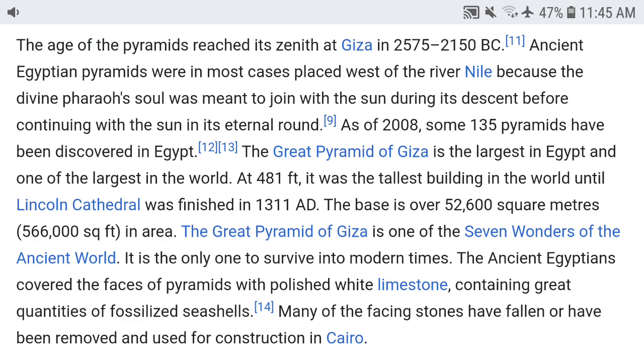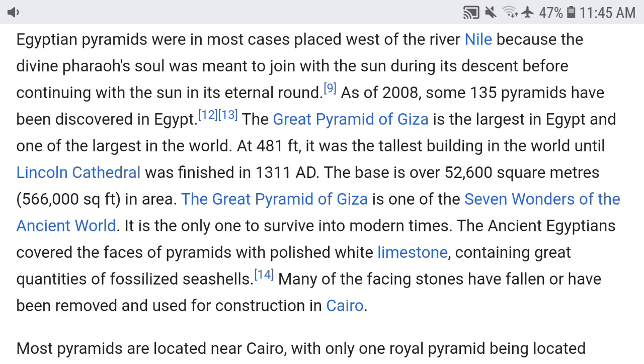The base is over 52,600 square meters, about 566 square feet in area. That's a lot of feet. The Great Pyramid of Giza is one of the seven wonders of the ancient world. It is the only one to survive into modern times.